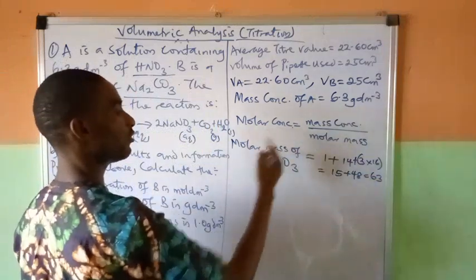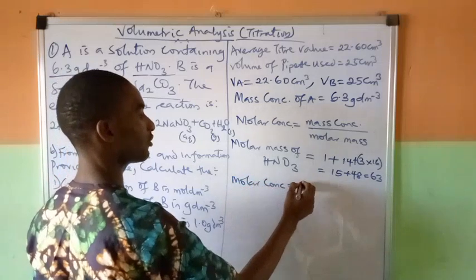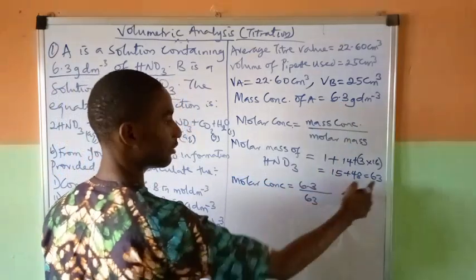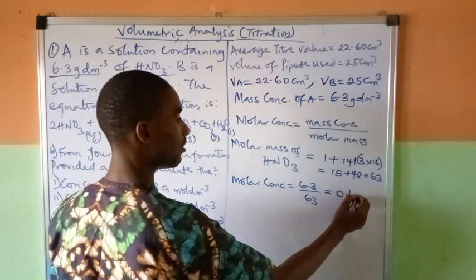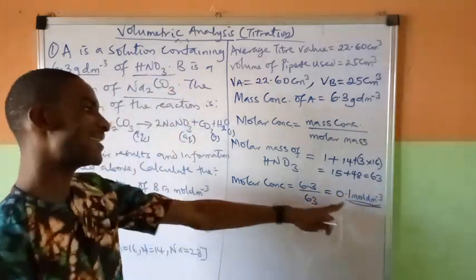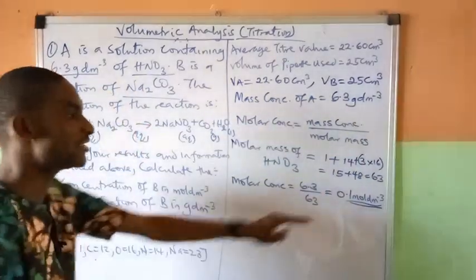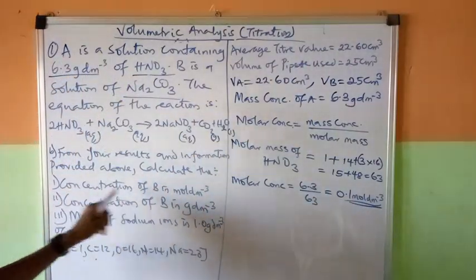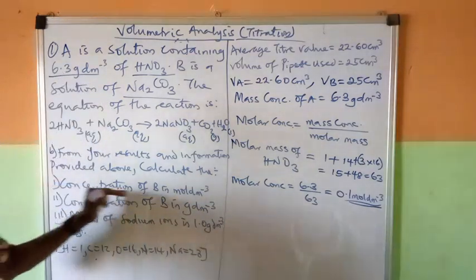So you come back to this formula. Your molar concentration will now be equal to mass concentration, which is 6.3, divided by 63, the molar mass. When you divide it, your answer is going to be 0.1 mole per dm cube. So you have succeeded in calculating the molar concentration of this acid. This is what you will now use to answer the first question, which is the concentration of B in mole per dm cube. So what formula are you going to use to get this concentration of B?